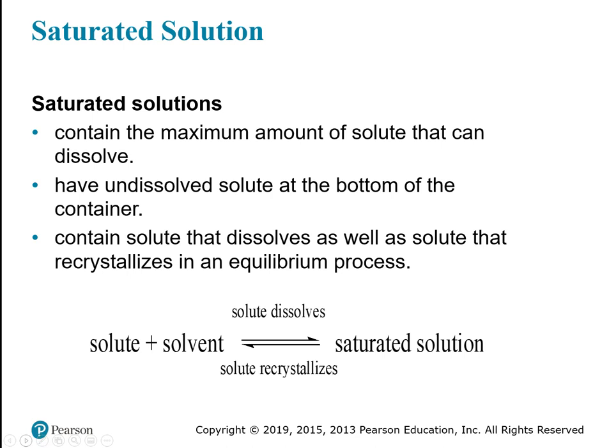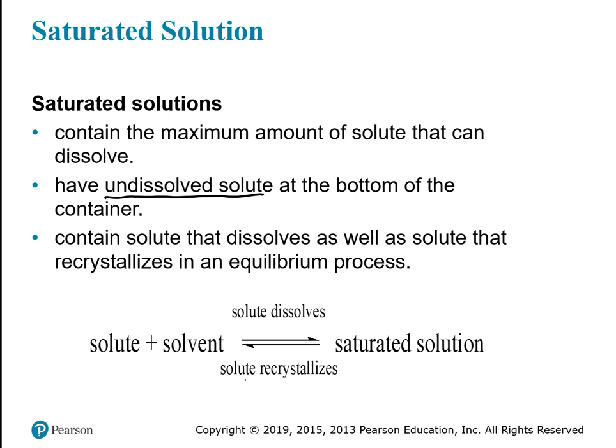So unsaturated solutions, you can keep dissolving more solute. Saturated solutions contain the maximum amount of solute that can dissolve in that volume of solvent. The clue that you have a saturated solution is that you have undissolved solute at the bottom of the container. At that point, you reach an equilibrium where you're having solute dissolve and then recrystallize. So you're going back and forth.